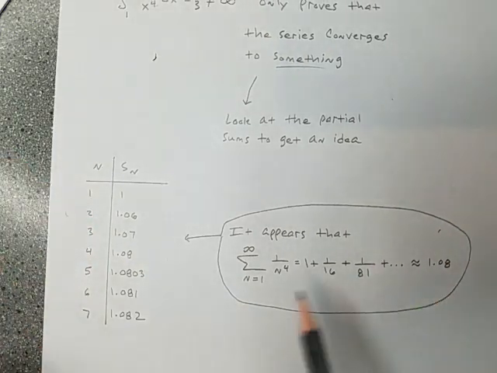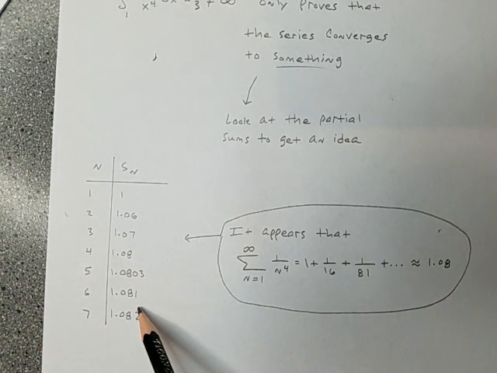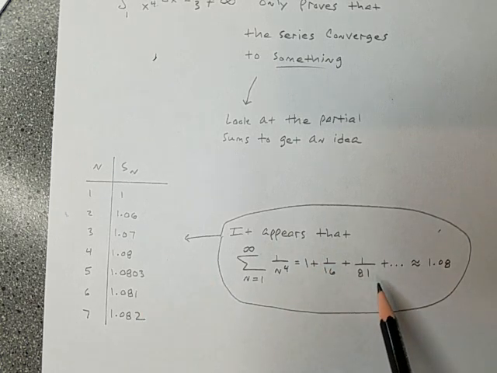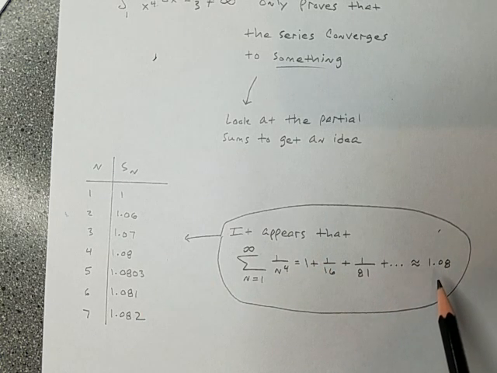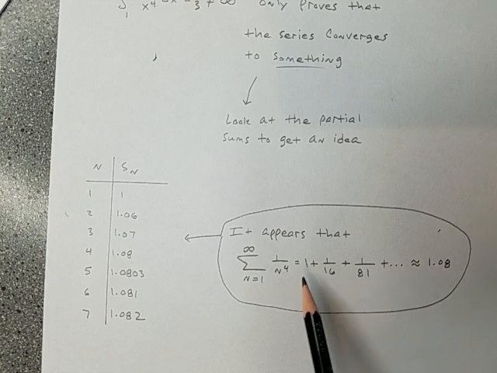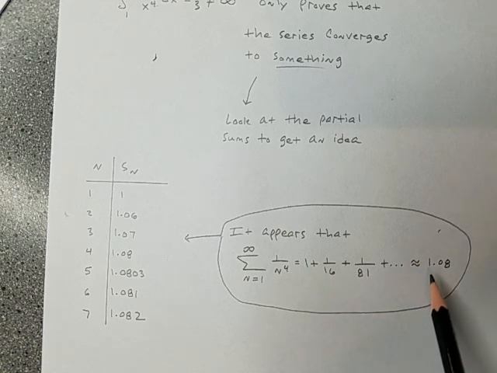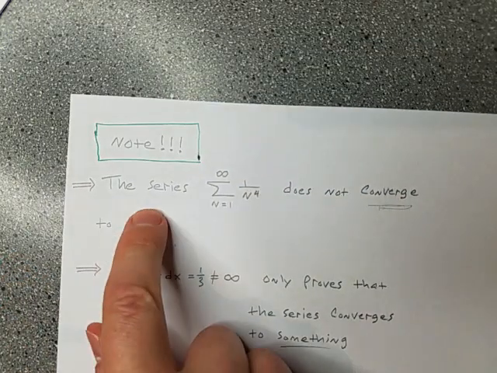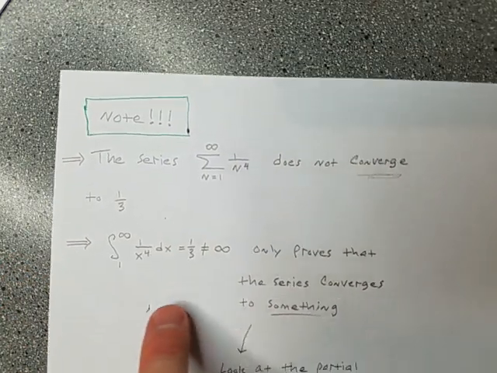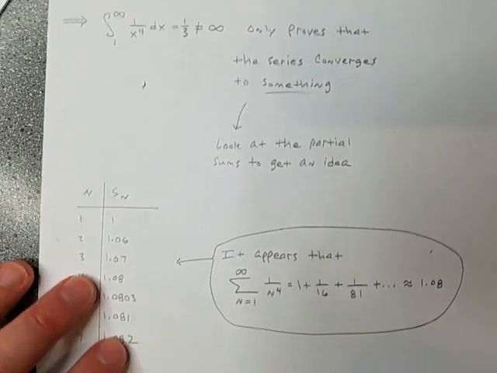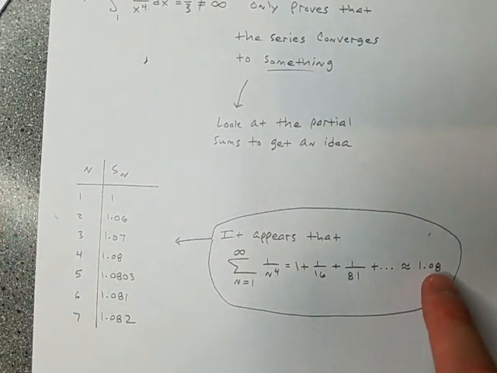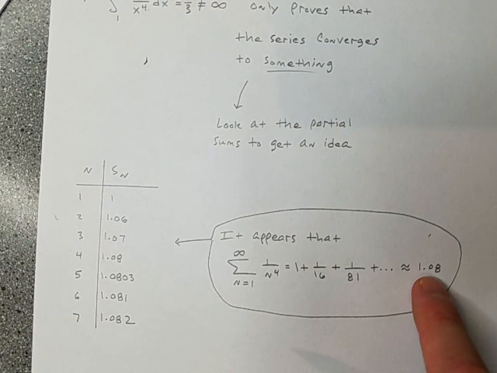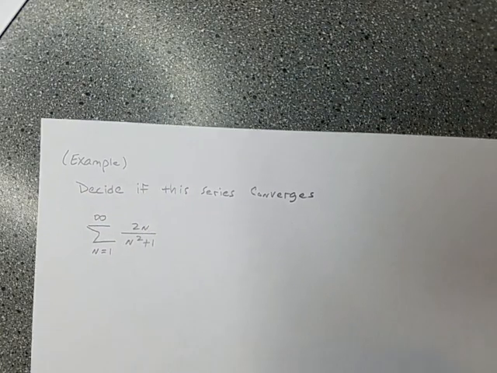Making a table like this and calculating partial sums doesn't tell you exactly what the series converges to. But it would be safe to say that it's something that's approximately 1.08, okay? So the series converges by way of the integral test. We estimate it converges to about 1.08, all right? Okay, let's try another one. Let's try this one, okay?